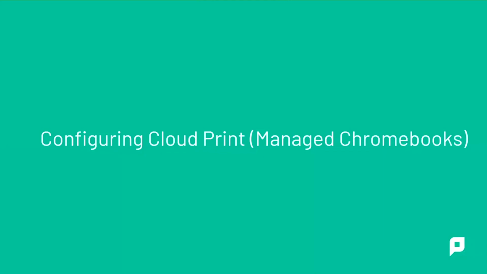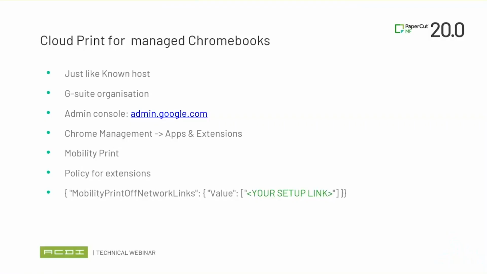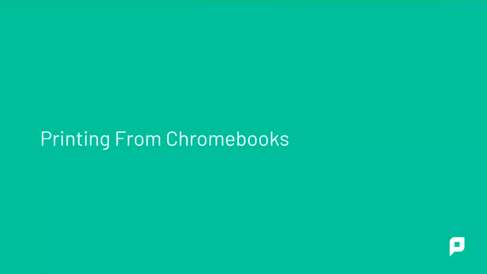Cloud Print is available currently only for managed Chromebooks. Configuration is a little like known host, if you've used that before. And when I discuss Mobility Print installation with our professional service engineers, they typically like known host anyway. Configuration is continued on the G Suite admin console, where you'll navigate to Chrome Management, Apps and Extensions. Under the Policy for Extensions, you'll add your setup link to the policy.